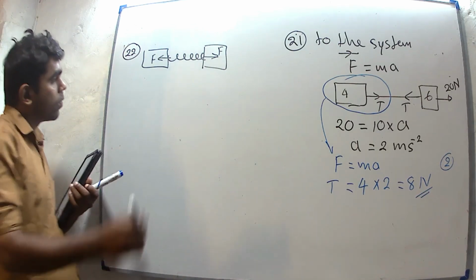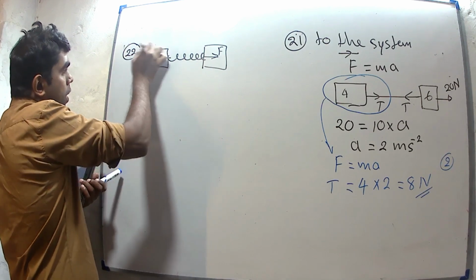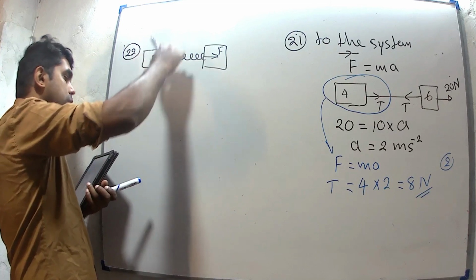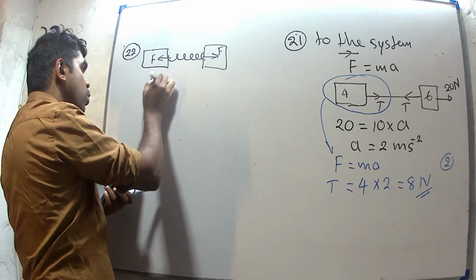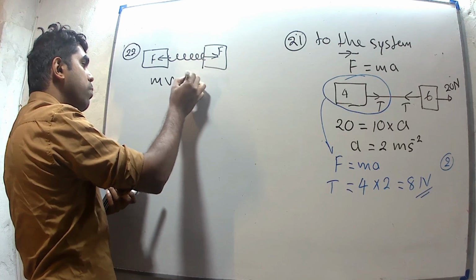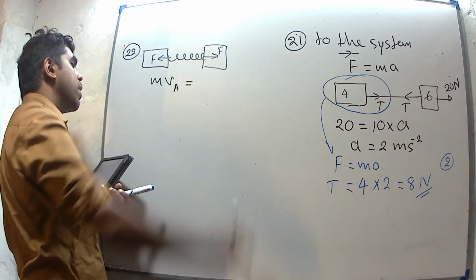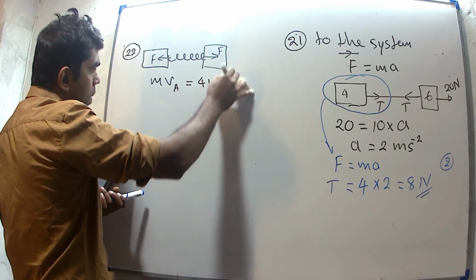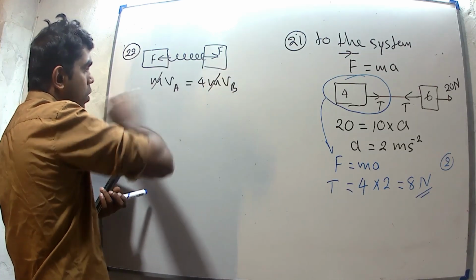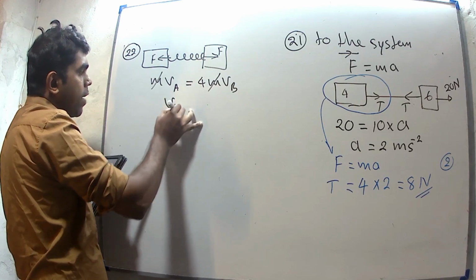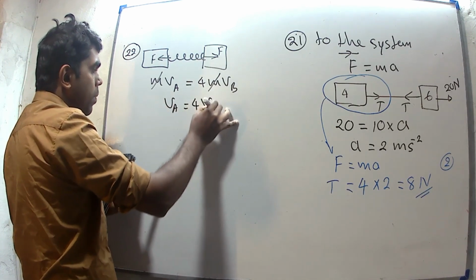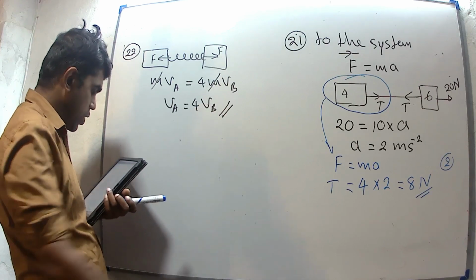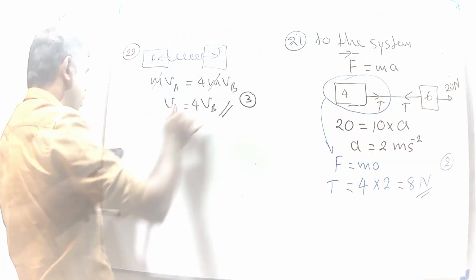Therefore, we can get the momentum of this object, m into Va, should be equal and opposite to the momentum of this object after releasing, 4m into Vb. We can cancel out m, Va equals 4Vb. Then answer is 3 for the question number 22.